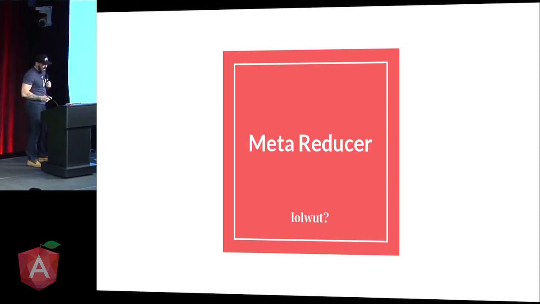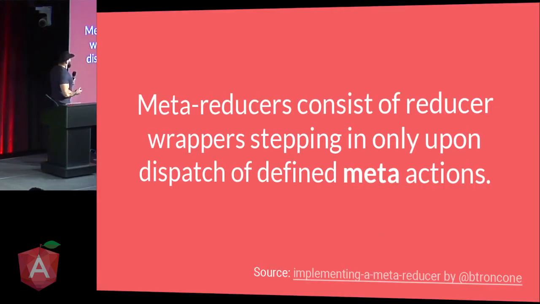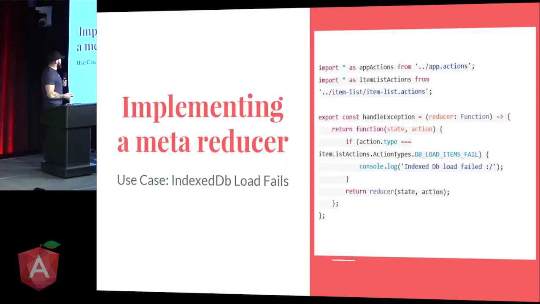This is a whole different item. So what are meta reducers? Meta reducers are basically wrappers around other reducers, and they are going to look at the different actions and only dispatch other meta actions. It's basically as simple as implementing another reducer and then wrapping the reducer around.